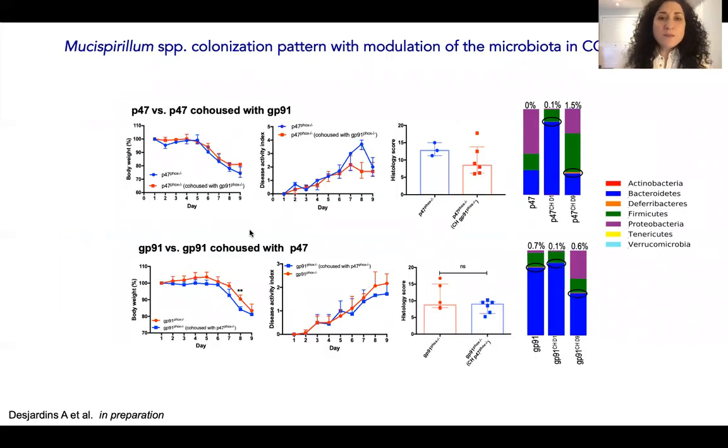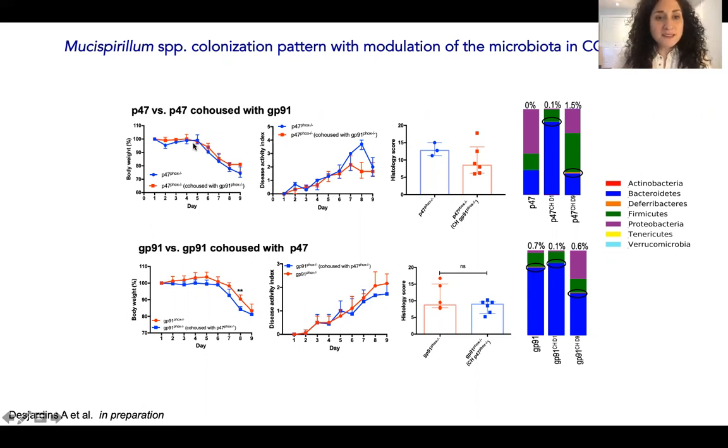So we were intrigued by this, and we went back to some previous experiments where we've manipulated the microbiota in our mice to see if we could correlate some of the phenotypes that we observed with colonization with Mucispirillum schaedleri. So here I'm showing you, again, this is all in DSS colitis models, P47 mice versus P47 mice that were co-housed with GP91 knockout mice. This would mean that in adulthood, P47 mice would have been exposed to the GP91 microbiota and vice versa. And this is by coprophagy.